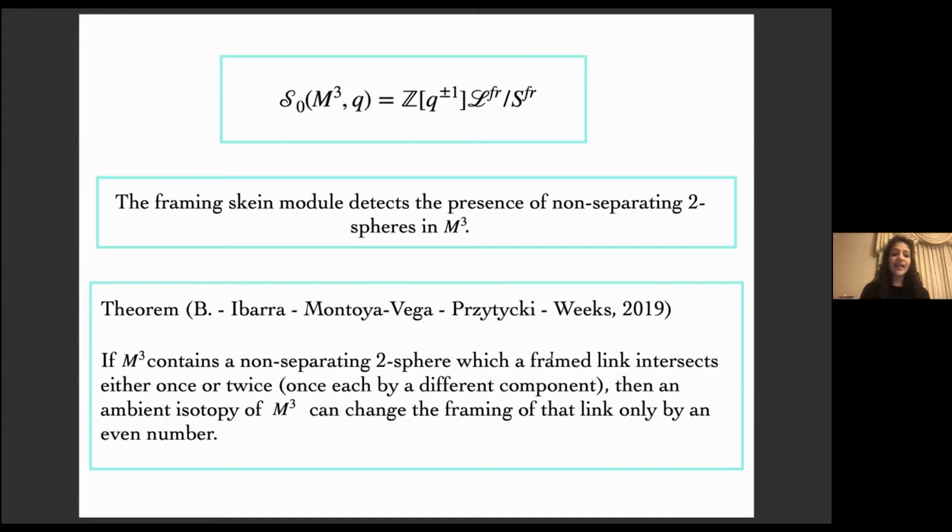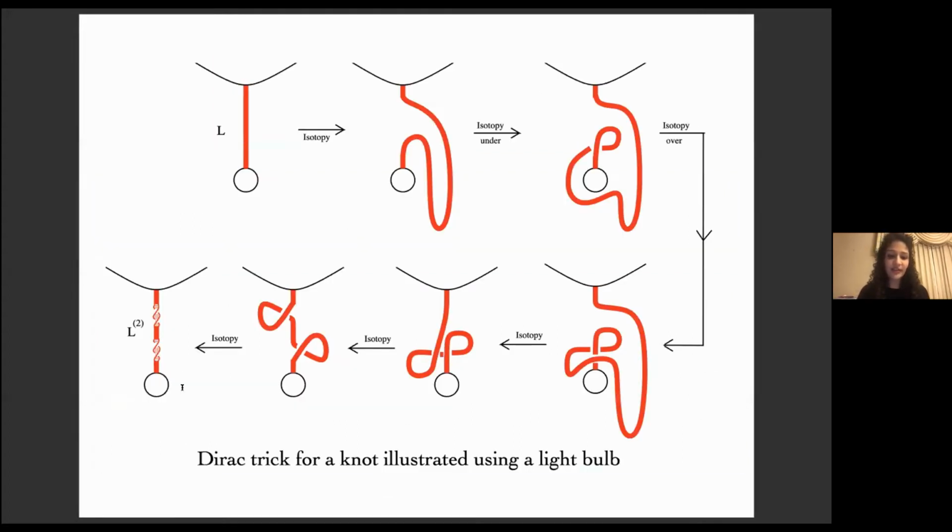Then an ambient isotopy of the three manifold changes the framing of that link only by an even number. And this change of framing is given by the Dirac trick. So in the first case, when the link intersects the non-separating two sphere once, we have the Dirac trick for a knot. So you have a component of the link which intersects the knot exactly once. And then this sequence of ambient isotopies gives this diagram on the left. And we see that the framing of the link has changed by +2.